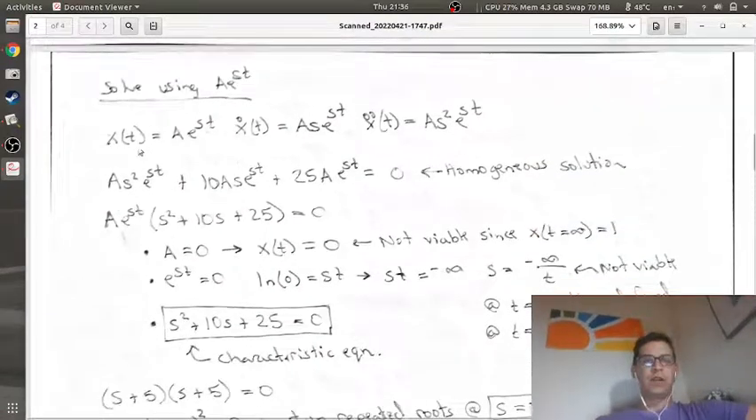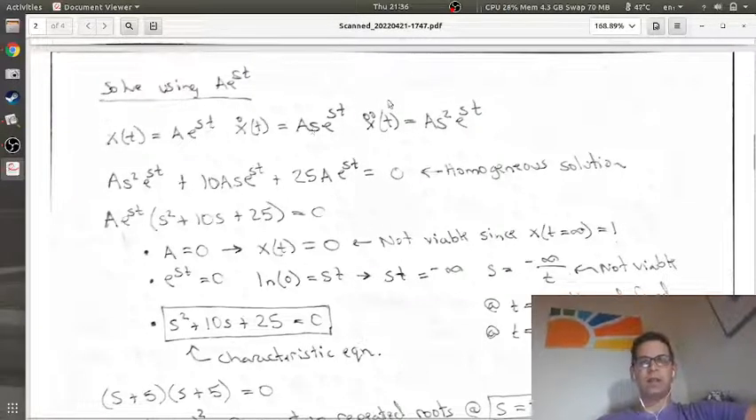And so if we solve using a e to the st, what you do is you assume a solution, x of t is a e to the st. You take a first derivative, and a is a constant, so that just carries over. E to the st, the derivative of e is the s pops out. And then when you take a second derivative, again, a and s are constants, and then e to the st, the derivative of that, the s just pops out, so you get a s squared e to the st.